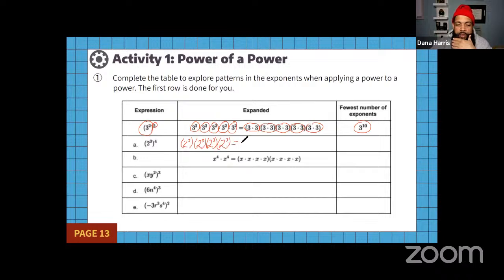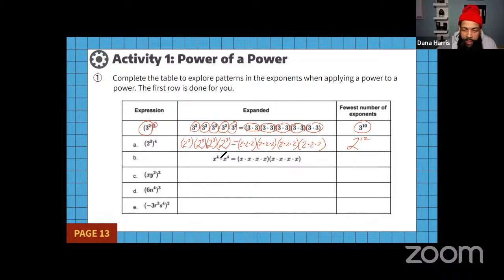All right, so now let's expand each of those. 2 times 2 times 2 in each parentheses. And we're going to do that 4 times. All right, so now how many total 2's do I have? I know the base is going to be 2. 12. Okay, 2 to the 12th power.